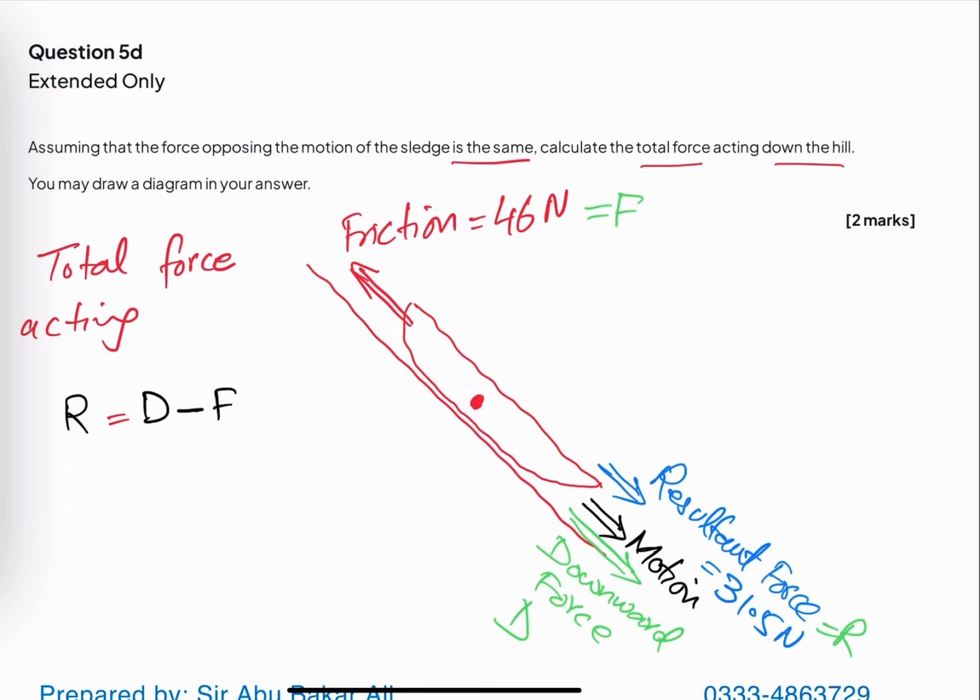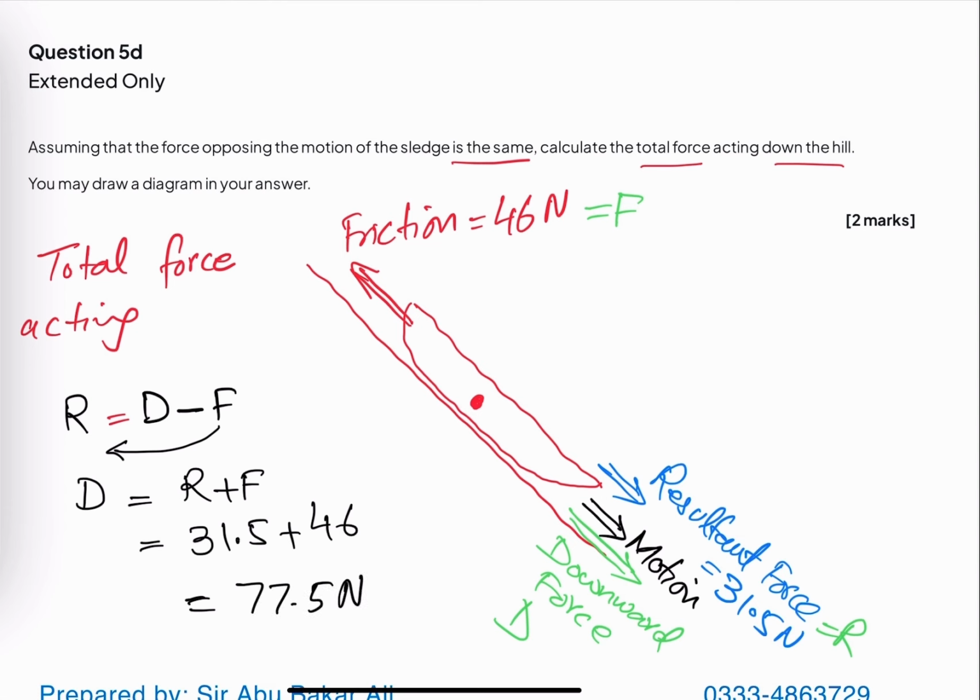Okay, we have to find D, so this F will go to the left side, so D will be R plus F. R is the resultant force, that is 31.5. F is 46. Adding both of them, you get 77.5 Newton. Okay.